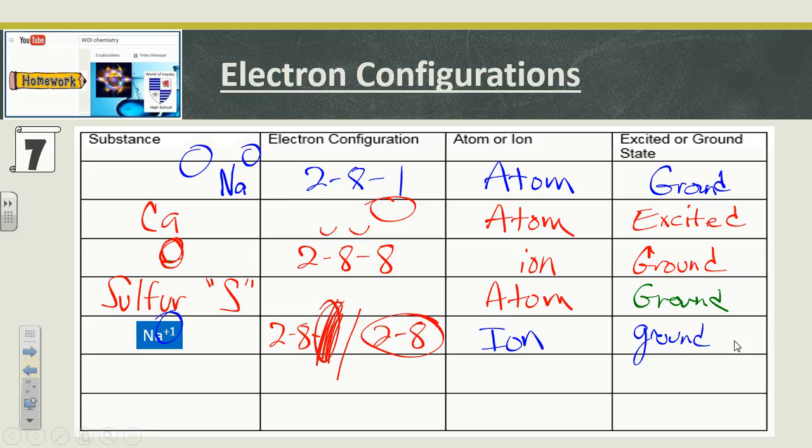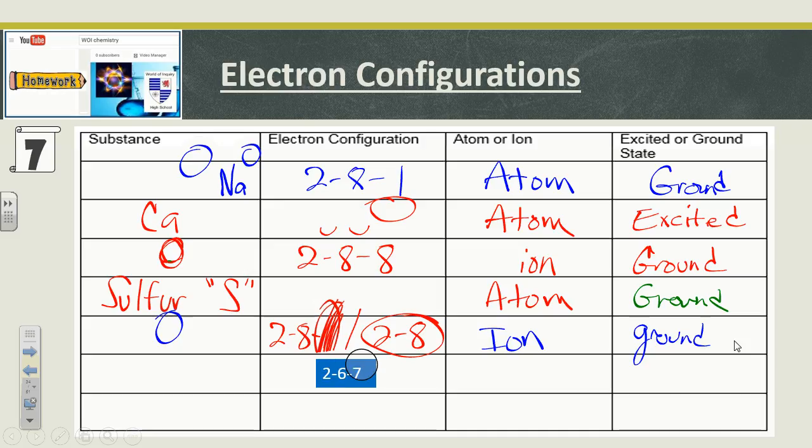A little while ago, we learned isoelectronic, right? So 2-8, I have an ion with 2-8. So 2-8, I look on the periodic table. Oh, neon has an electron configuration of 2-8. So the sodium +1 ion is isoelectronic with neon. Has the same electron configuration. You see what I'm saying?